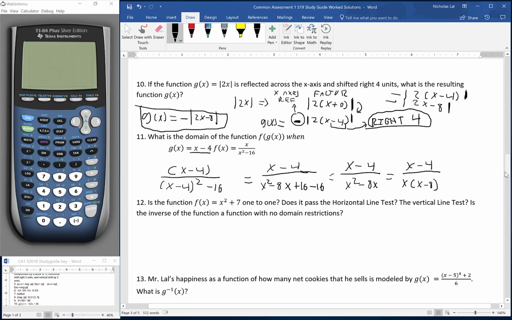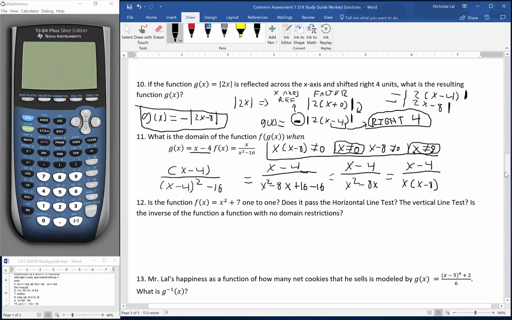What I now need to do is, for domain, remember the denominator cannot equal 0, so x times x minus 8 cannot equal 0. So let's analyze. X cannot equal 0, and also x minus 8 cannot equal 0. So if x minus 8 cannot equal 0, x cannot equal 8. So if x cannot equal 8 and x cannot equal 0, these are our two domain restrictions.